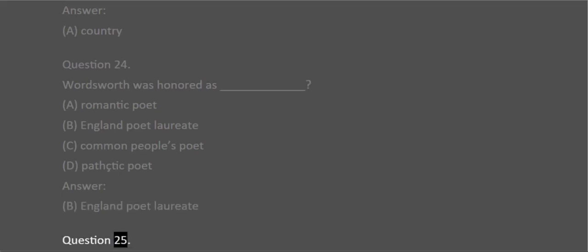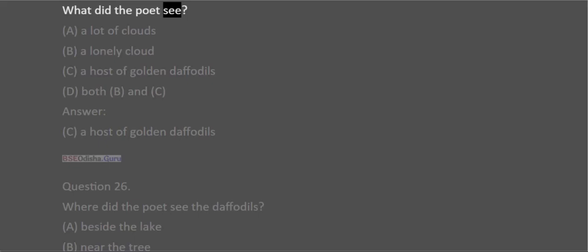Question 25. What did the poet see? A. A lot of clouds. B. A lonely cloud. C. A host of golden daffodils. D. Both B and C. Answer. C. A host of golden daffodils.